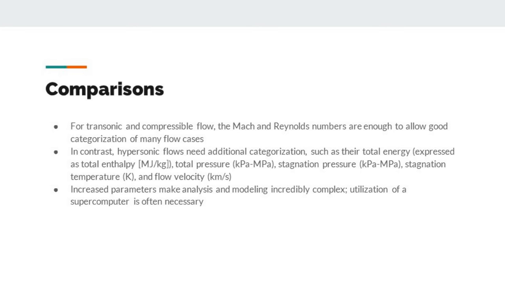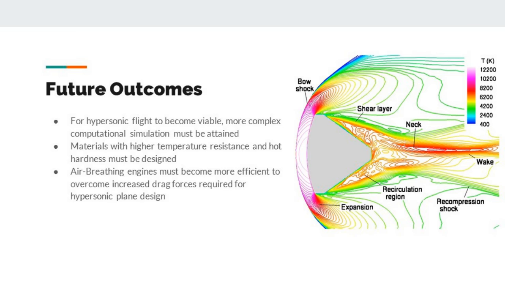So looking for future outcomes of hypersonic flight to become more viable, we're going to need more complex computational simulation. Currently, there's no standard for doing a modeling and analysis of hypersonic flight due to the increased parameters that we experience. The image on the right shows the re-entry of a NASA capsule coming back into Earth from space. And you can see that the temperatures on the bow as they re-enter are upwards of 12,200 Kelvin. These kind of temperatures are more than enough to melt steel and are incredibly unsafe for human life.